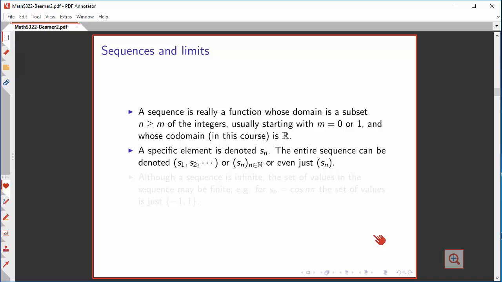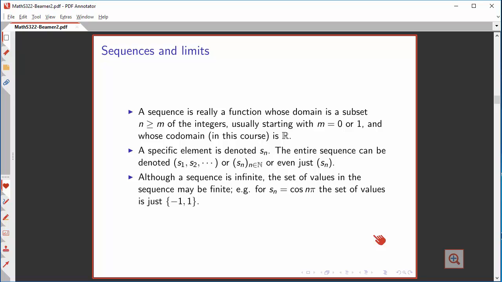If we want to denote the entire sequence, the long-winded way is S1, S2, dot, dot, dot, which makes it very clear we've got an infinite sequence, or S sub n in parentheses for n in the natural numbers, or even S sub n enclosed in parentheses. It's important to use parentheses and not curly braces. If you use curly braces, you're denoting the set of values in the sequence, and it's possible to dream up a sequence for which, although the sequence is infinite, the set of values is only finite.